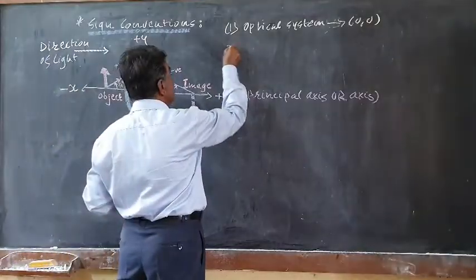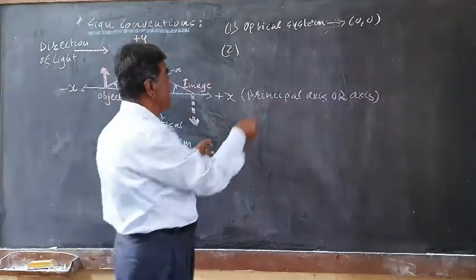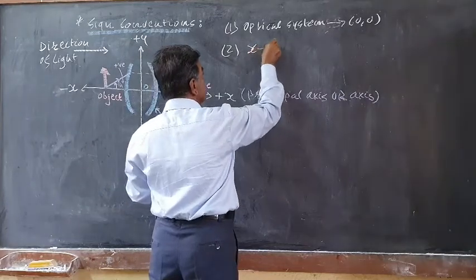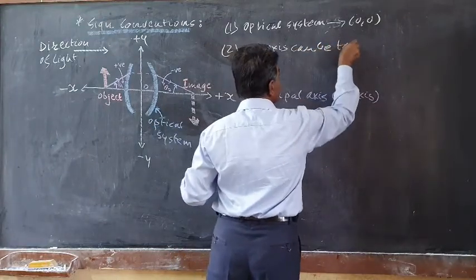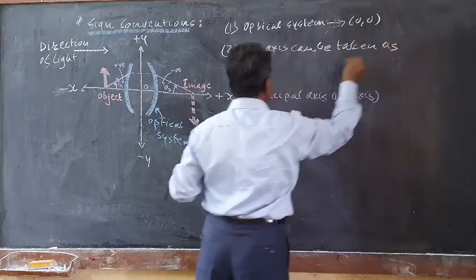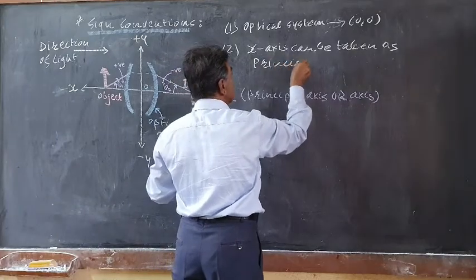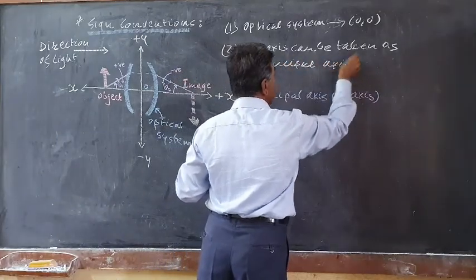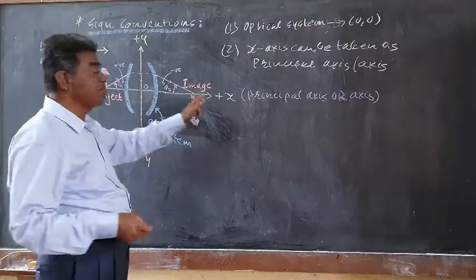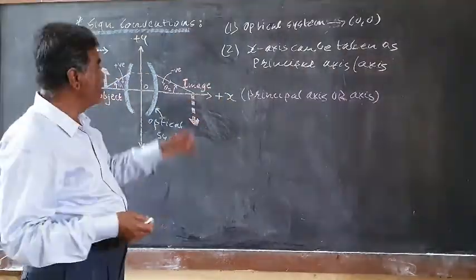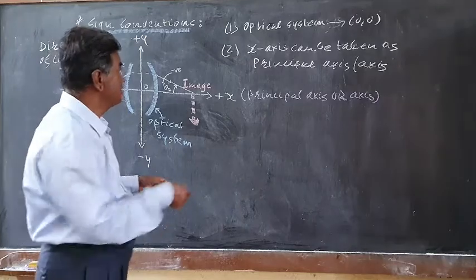The second one is the x-axis. This x-axis can be taken as the principal axis, or simply the axis. So this is the second point: the x-axis can be considered as the principal axis of the optical system, and the optical system is taken at the origin of the coordinate system. These are the two points.